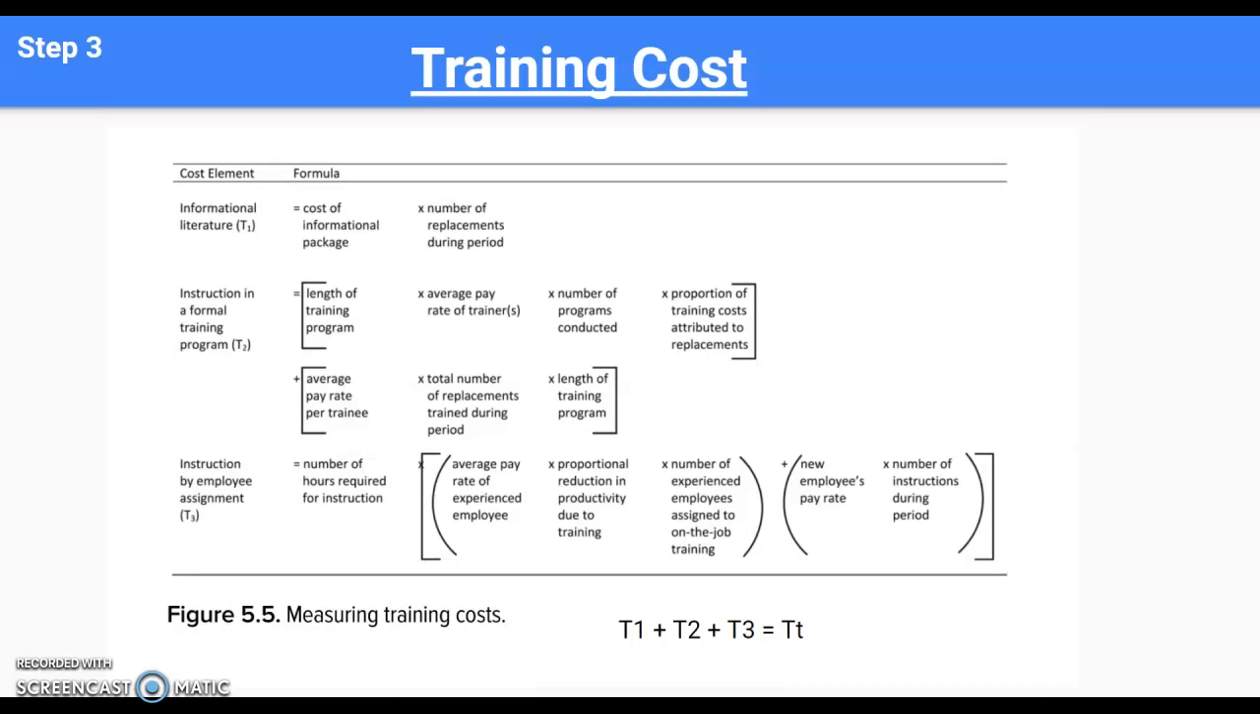Now that we have replaced our employees, it's time to train them. They need to meet the standards of BMO company before they can step foot in their position. This is the third step. We will measure our training costs with the formula T1, which is informational literature, plus T2, instruction of formal training program, and T3, instruction by employee assignment, to equal our total training cost.